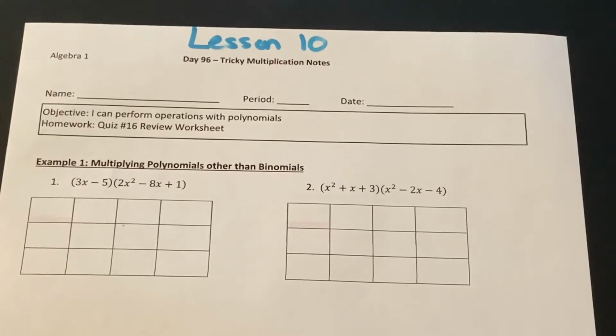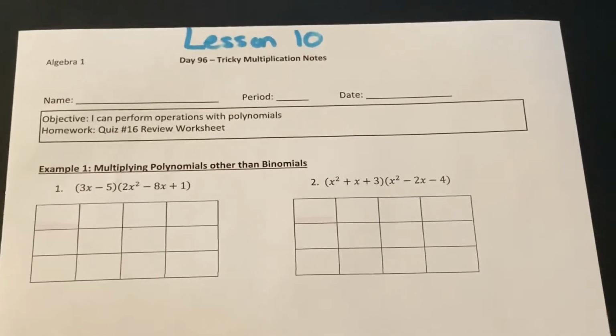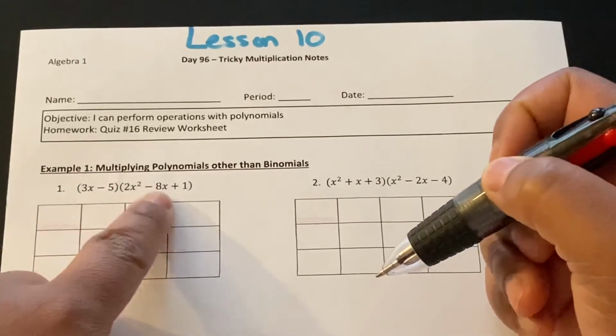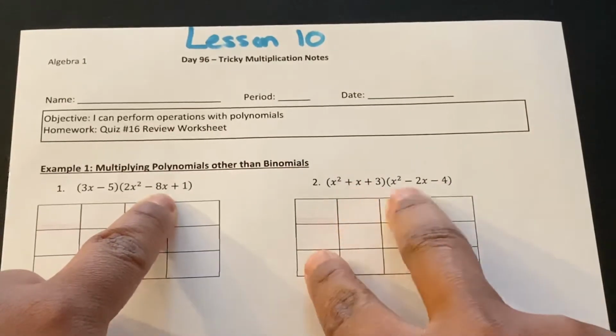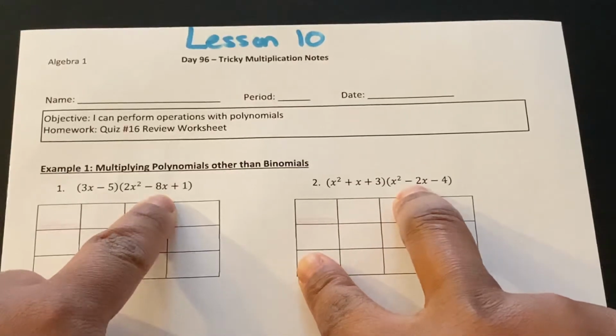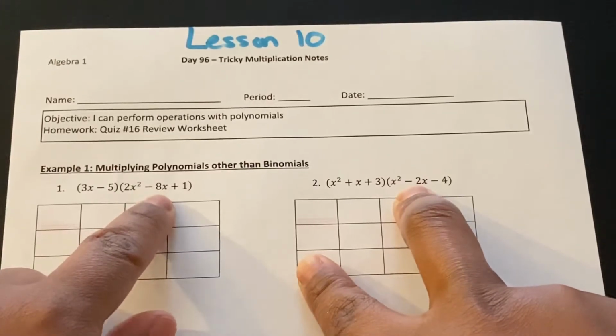Okay. So far we've been multiplying binomials using the box and FOIL method. Now there are situations in which the polynomials can be larger polynomials. So for example, number one, we have a binomial multiplying by a trinomial. Okay, and then number two, we have a trinomial multiplying by a trinomial. Okay, so it's very possible to do this with the box method. So the FOIL method is only used when you have two binomials. Okay? That's when you use the FOIL method.